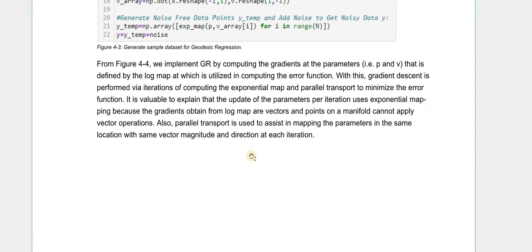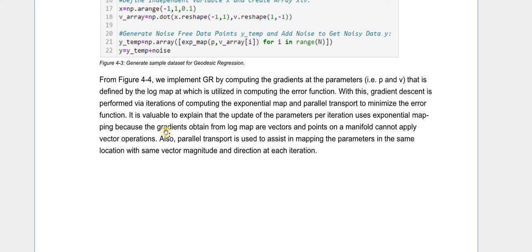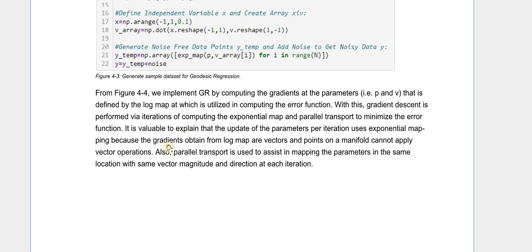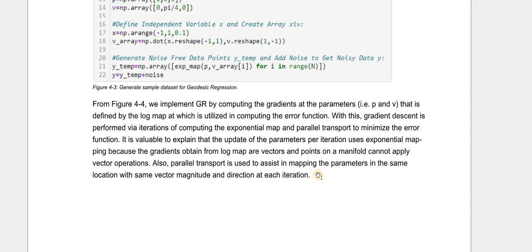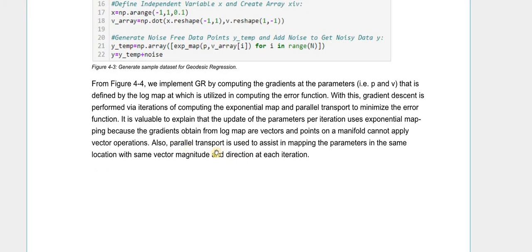To explain, the exponential functions here are used to update the parameters, because the gradients obtained from the log map in order to compute the error function are vectors. And a gradient is a vector, so points on a manifold cannot apply vector operations. As I mentioned, there are no vectors on manifolds, so that's why we have to do the exponential map by updating the parameters. Also, the parallel transport, as I mentioned, is to assist in maintaining the location of the parameters that has the same vector magnitude and direction at each iteration.